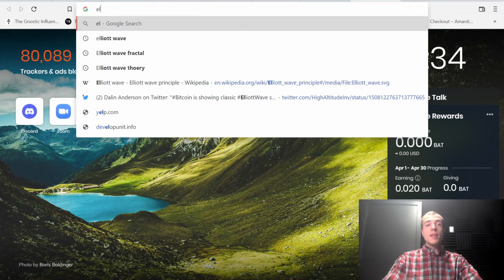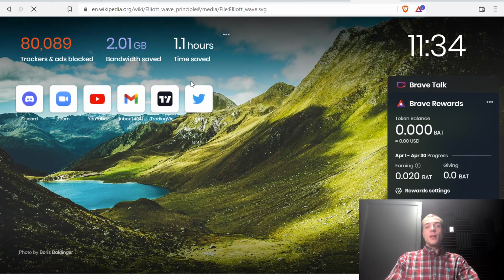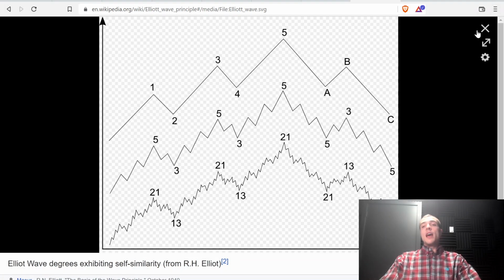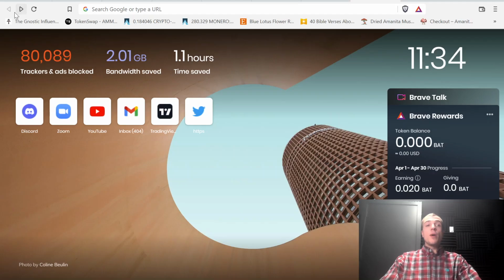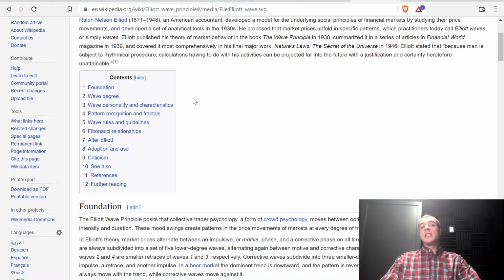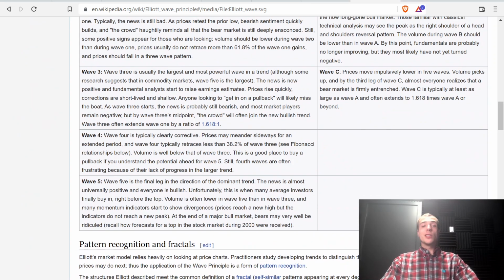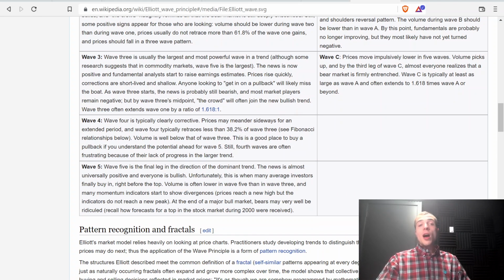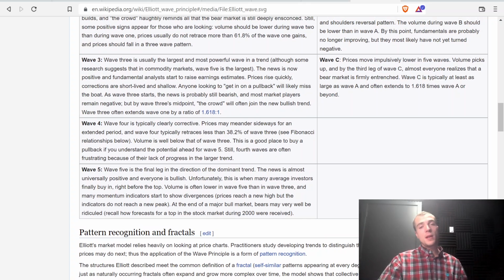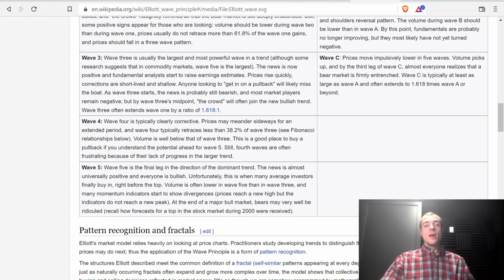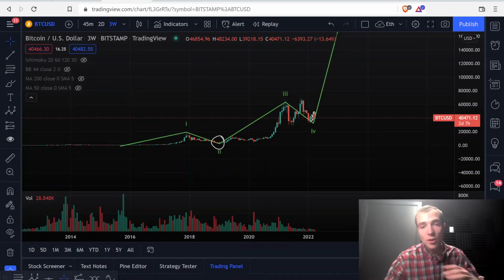And I did get a comment the other day asking, hey, Dallin, does that mean that, Elliott wave theory is supposed to be that the 5th wave is not the largest? Usually the 3-wave is the largest, right? That's not always the case. If you go to the Wikipedia page, you will quickly see that it says wave 3 is usually the largest and the most powerful wave in trend, although some research suggests that in commodity markets, wave 5 is the largest. So that's true for Bitcoin, you guys.